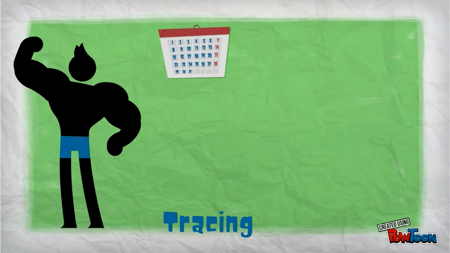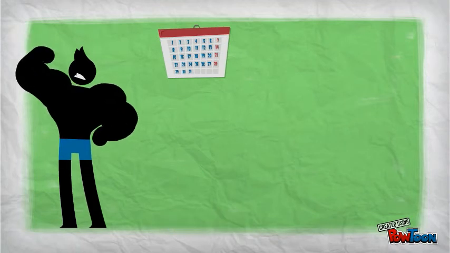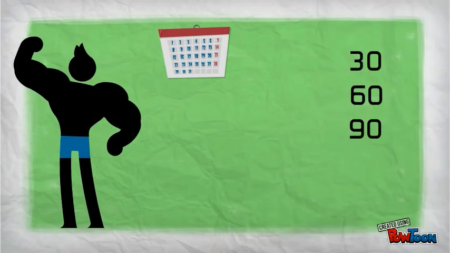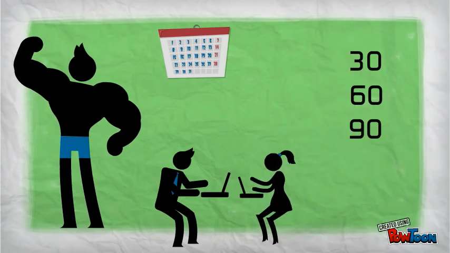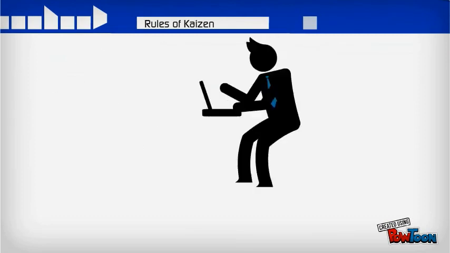Tracing. Team leaders set weekly or bi-weekly reviews until all actions are complete. Plans of 30, 60, and 90 days. Track data for several months. Check checkpoints. Roles of Kaizen.